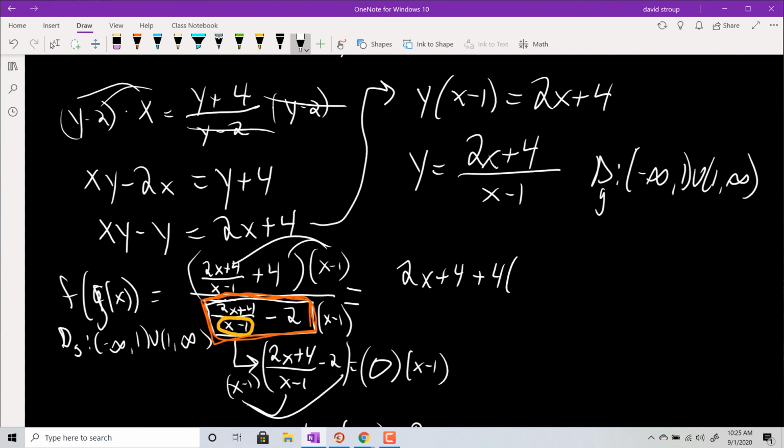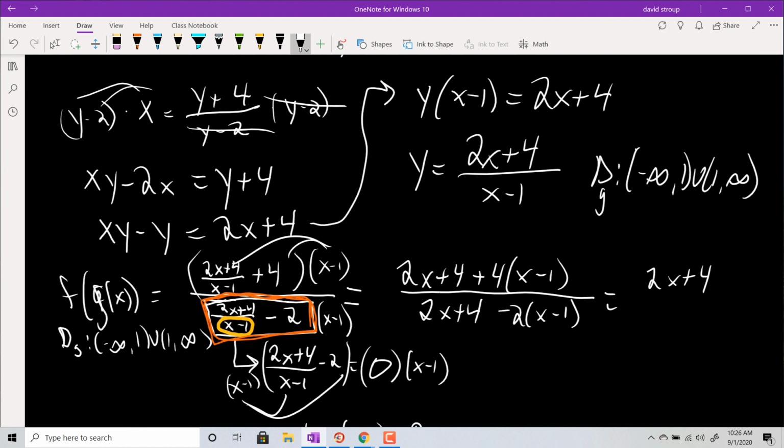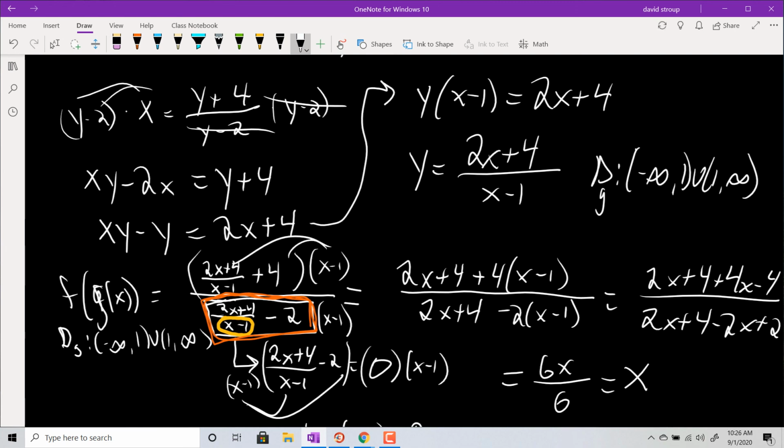And then plus 4 times x minus 1 all over 2x plus 4, and then minus 2 times x minus 1. And then that'll be 2x plus 4 plus 4x minus 4 all over 2x plus 4 minus 2x plus 2. And then that'll equal 6x all over 6, which is equal to x.